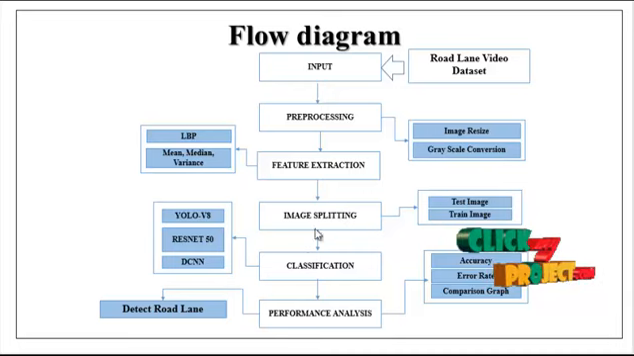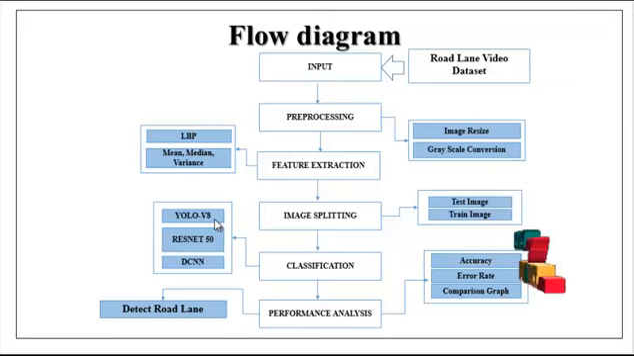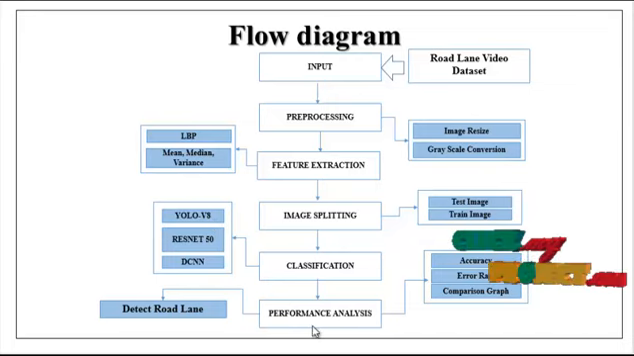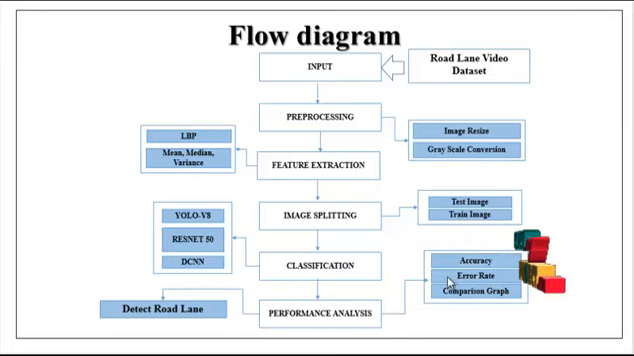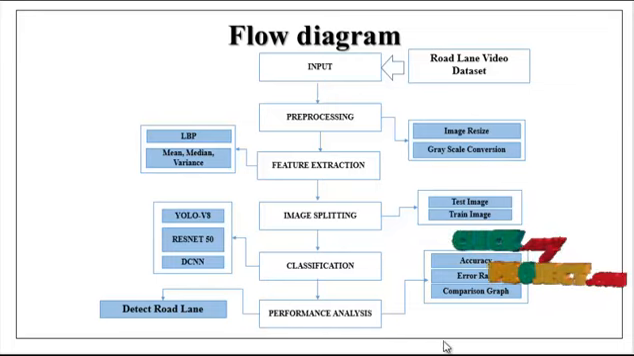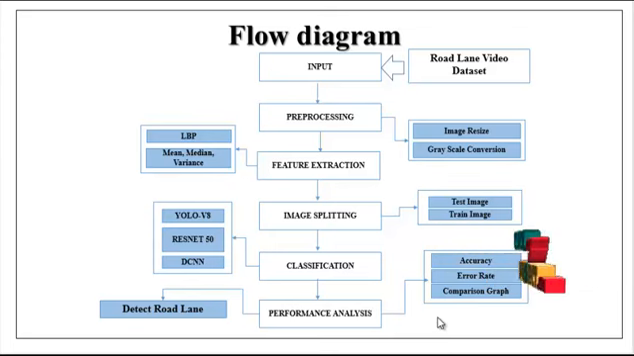The split images are carried out to the classification module. Here we implement three different techniques, such as ResNet50, Deep Convolutional Neural Network and YOLO V8. With the help of YOLO V8, we can detect the lane from the chosen input video. Then we estimate performance such as accuracy, error rate and a comparison graph for the above mentioned algorithms. This is the flow of our project.